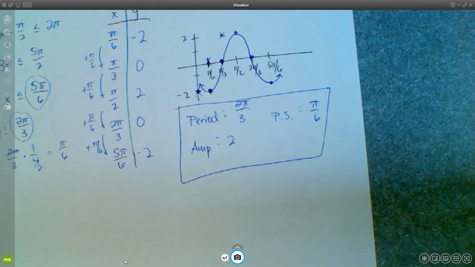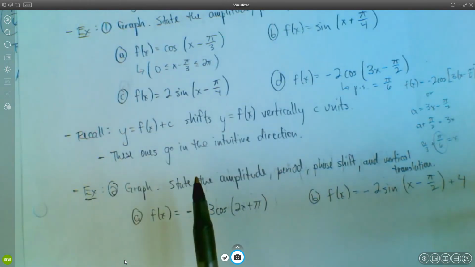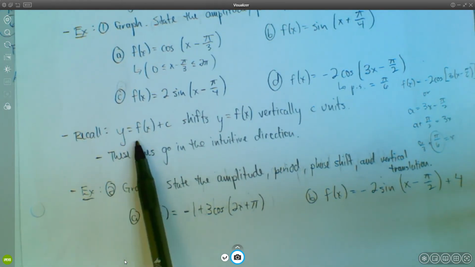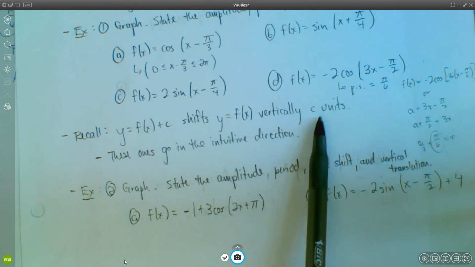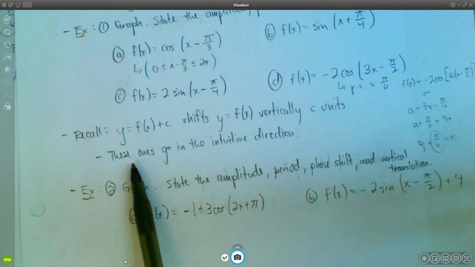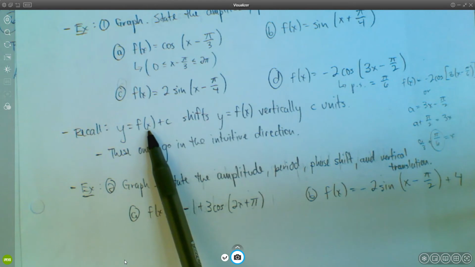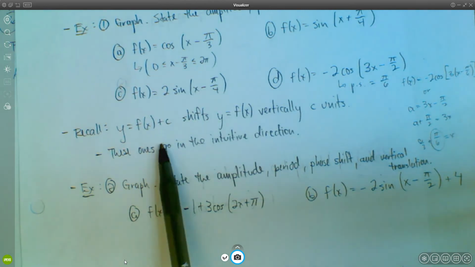Now, we can make things just a tad bit even more complicated, and that is we can do that by introducing vertical shifts, right? So you may recall that y equals f of x plus c shifts y equals f of x vertically by c units. Now these ones, they go in the intuitive direction. So if you have like f of x plus 2, that shifts f of x up 2 units. If you have f of x minus 6, that shifts f of x down 6 units, right? So it goes in the intuitive way.